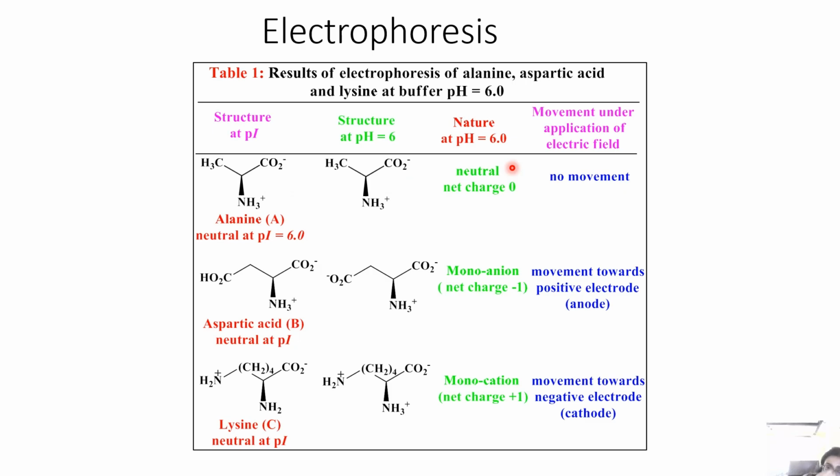Okay. So results of the electrophoresis of alanine, aspartic acid and lysine at buffer pH 6.0. Alanine will be neutral, net charge 0, so no movement. Aspartic acid, net charge -1, movement towards positive electrode or anode. And lysine monocation, net charge +1, movement towards negative electrode or cathode.